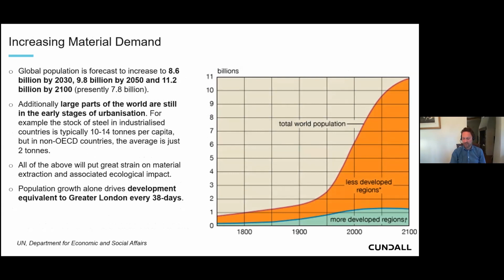But that material consumption is set against an increasing demand. So we've got clear population growth going forward as we move towards the end of the century. That's due to increase from around 7.8 billion to about 11.2. So that's the equivalent of building a city the scale of London every 38 days. So it's pretty significant. And what we're also seeing as well is you can see the proportions of the less developed regions and the more developed regions on the right. And as we move forward, the less developed regions are demanding, quite rightly, a greater share of the world's resources. So they are actually developing at a greater rate. And again, that's putting a drain on materials.